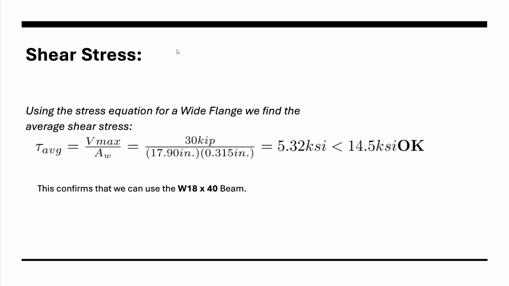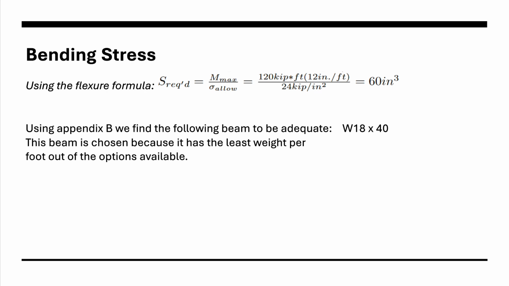So for bending stress, we can use our flexure formula, brand new and all shiny, which is S required equals M max over the normal allowable stress, which equals 120 kip feet times 12 inches over feet, all over 24 kip over inches squared, which gives us 60 inches cubed. Now looking at Appendix B from our textbook, we find the following beam to be adequate, the W18 times 40. We choose this specific beam because it has the least weight per foot out of the options available.